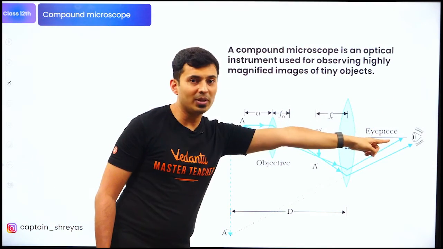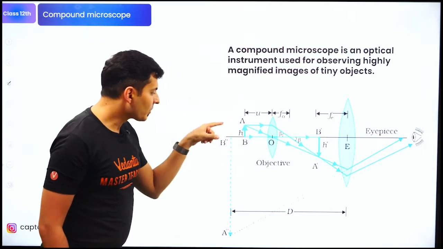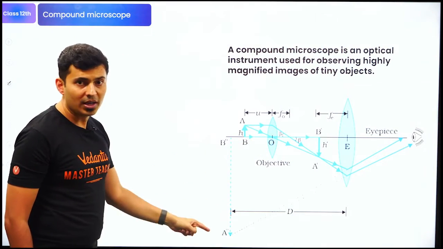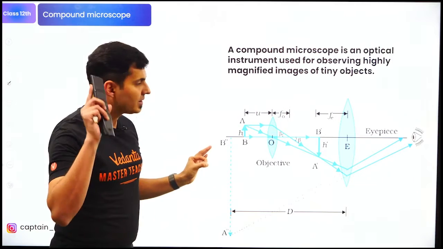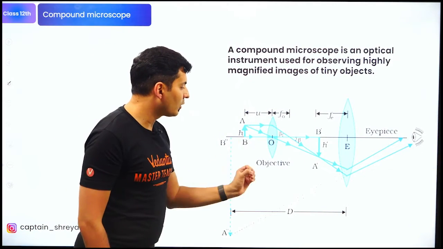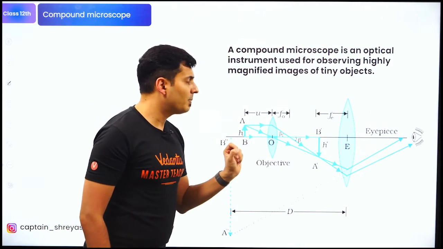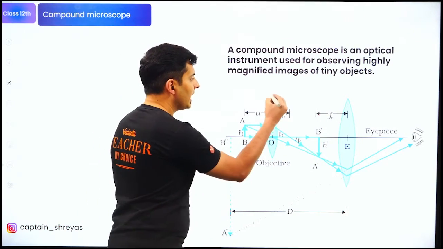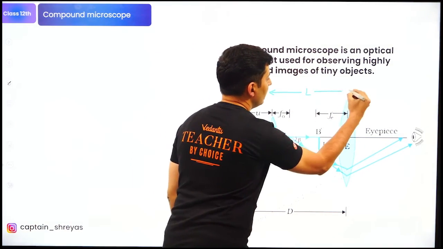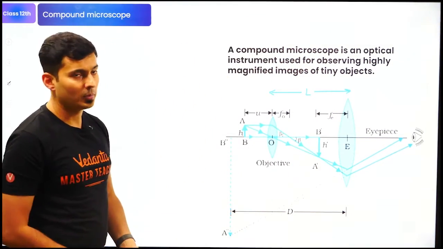So when you see it from the other side, the eyepiece side, you see a really large image which is virtual but inverted. Keep this in mind. Also, the distance from the objective to the eyepiece lens is called the length of the microscope. So technically, this is the length of the microscope.